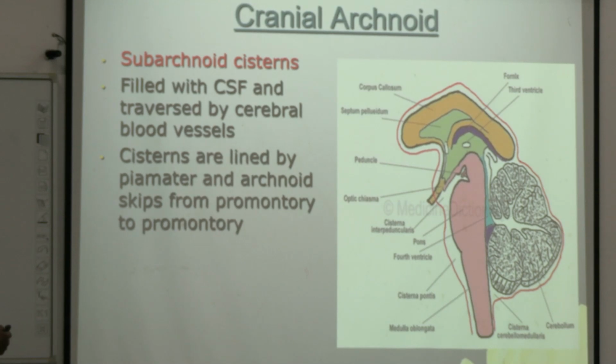The cranial arachnoid, subarachnoid cisterns are filled with CSF and traversed by cerebral blood vessels. Cisterns are lined by pia mater and arachnoid, which skips from promontory to promontory. Now, like the sacral promontory, it goes from the cranial.